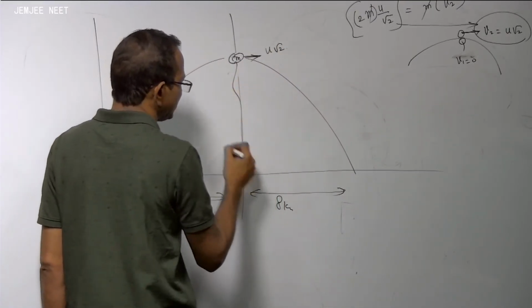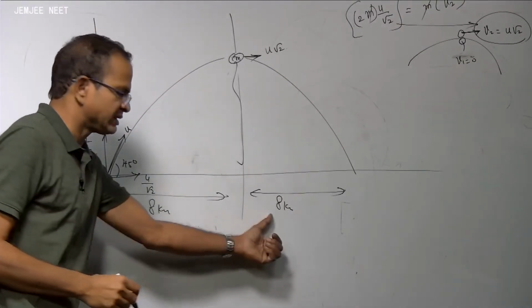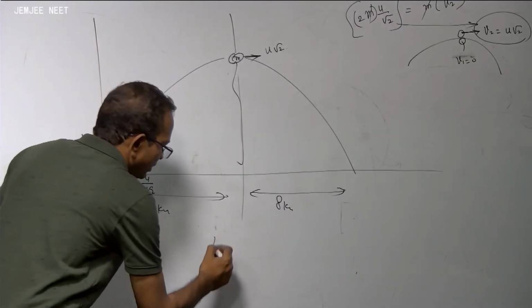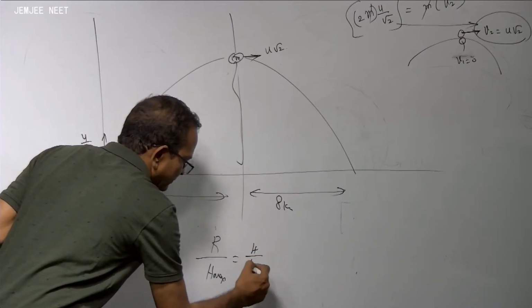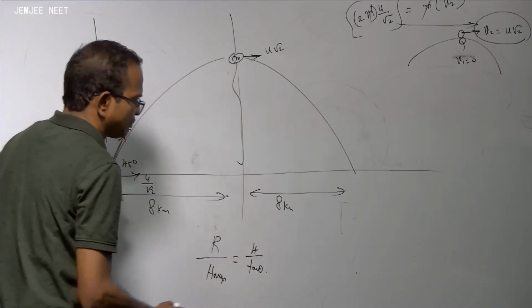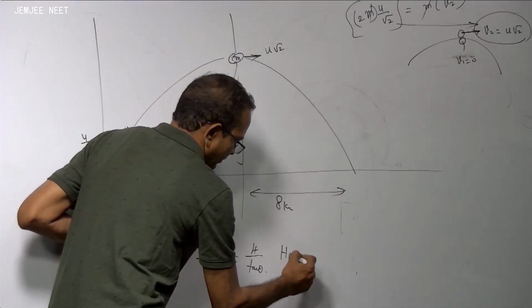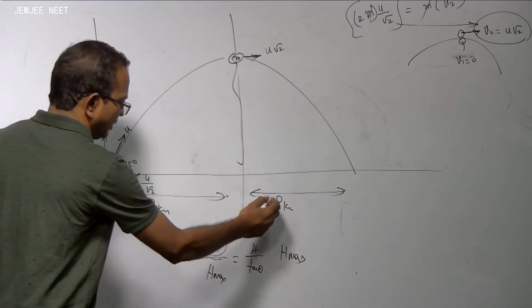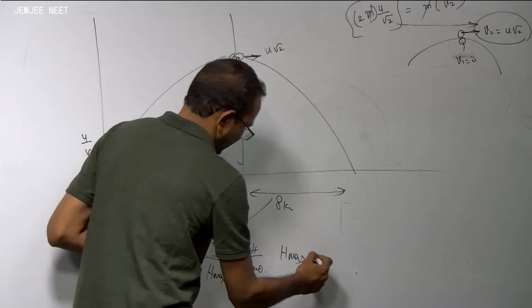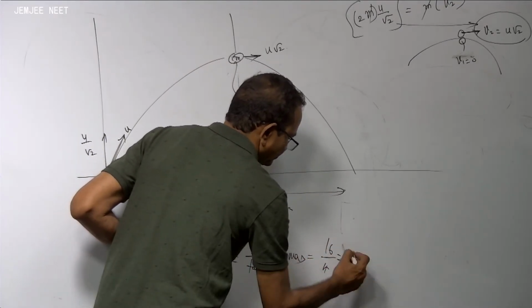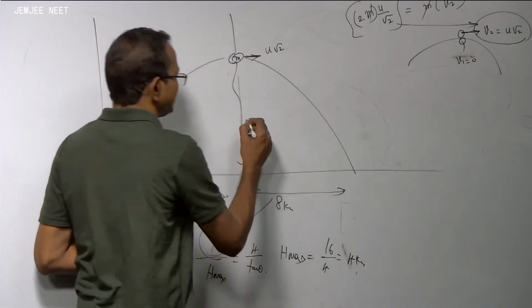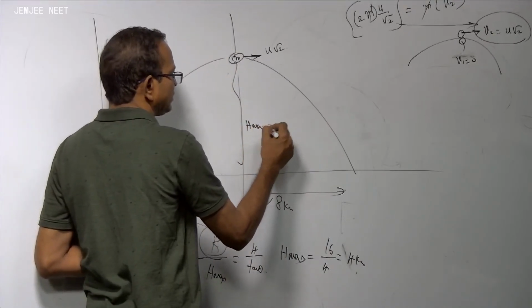How did we get H max? Range is 16. We know the standard formula R by H max equal to 4 by tan theta. Then what is H max? R has been given, R is 16. So 16 by 4 is 4 kilometer. So H max equals 4 kilometer.